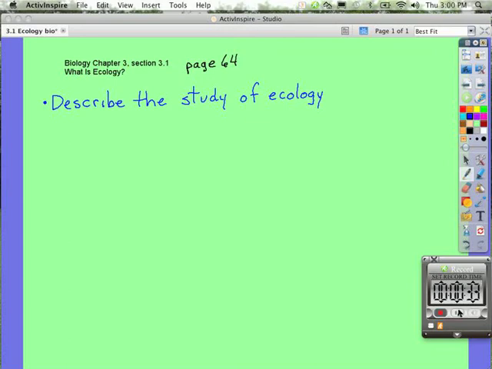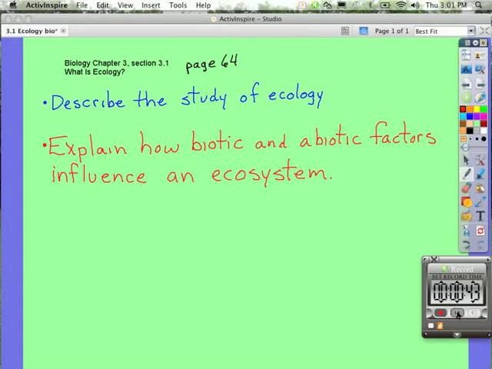So the study of ecology, that sounds kind of funny because we're studying a studying. So describe the study of ecology, that's our first objective. The second objective in your book says, explain how biotic and abiotic factors influence an ecosystem. Ecosystem, you may have heard that word before. We're going to talk about the ecosystem.